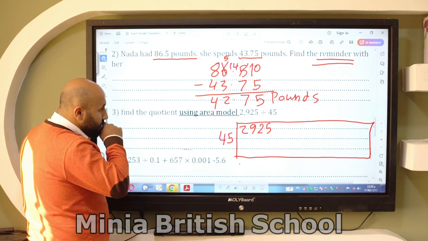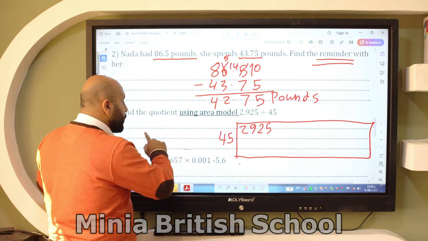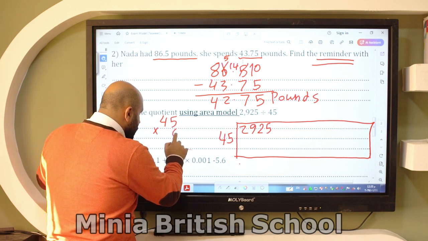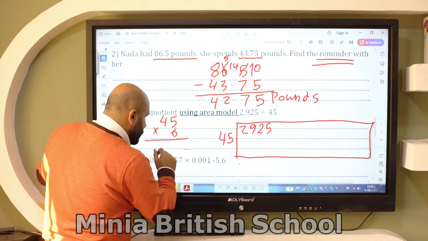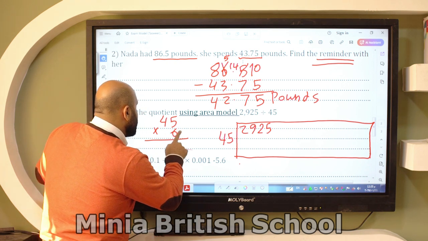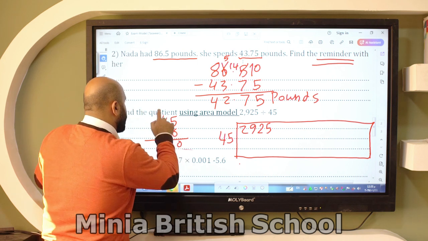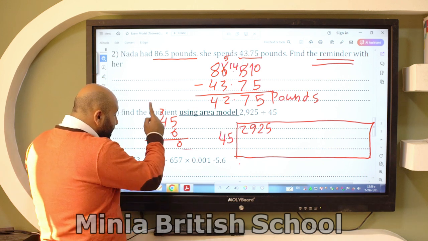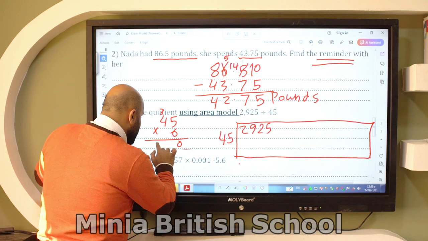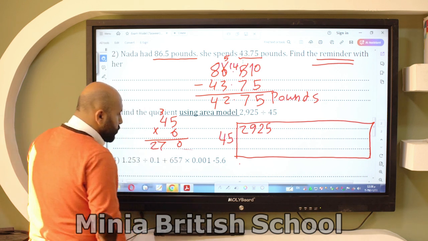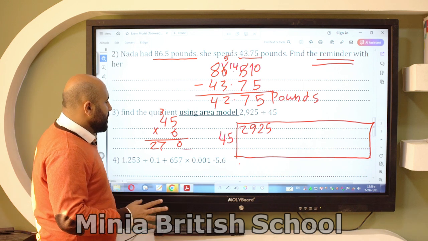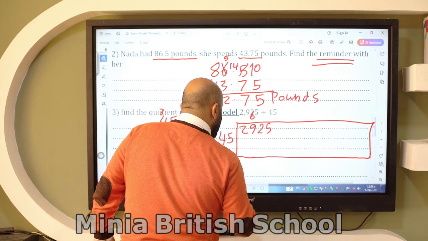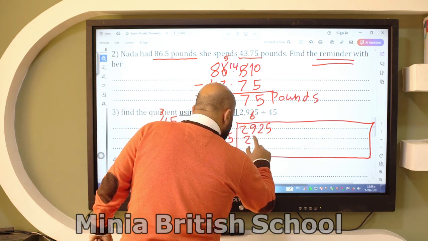If I want to multiply by 45, let's try 45 times 6. 6 times 5, it will be 30. 0, carry 3. 6 times 4 will be 24, plus 3, it will be 27. 270, it's a little bit acceptable. So I will write 6 right there and write 270 there.